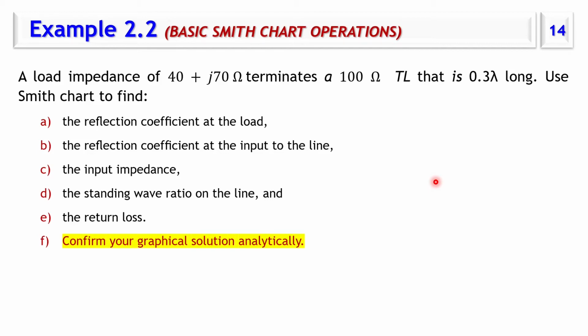So let us have an example to practice what we have learned, which is trying to solve the problem using a Smith chart. Let us consider this case of a load impedance 40 plus j70 ohm terminating a 100 ohm transmission line, and the length of this line is 0.3 lambda. We need to use a Smith chart to find the reflection coefficient at the load, the reflection coefficient at the input impedance, the standing wave ratio, and the return loss.